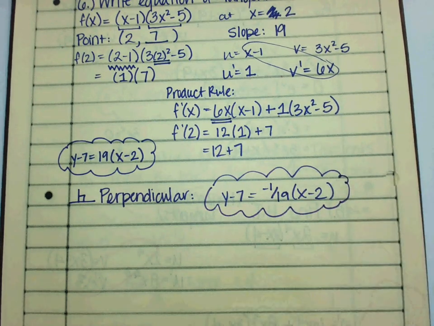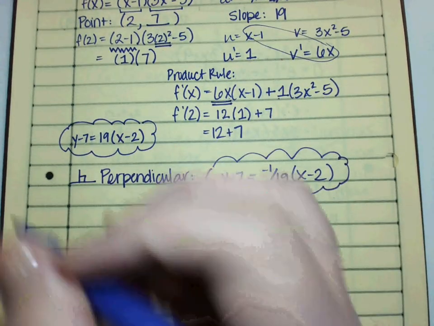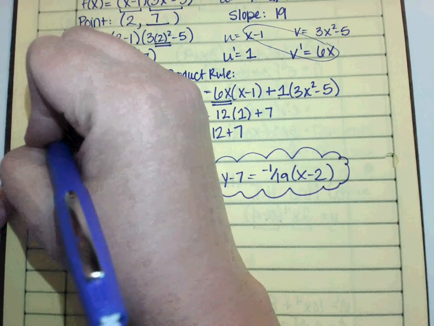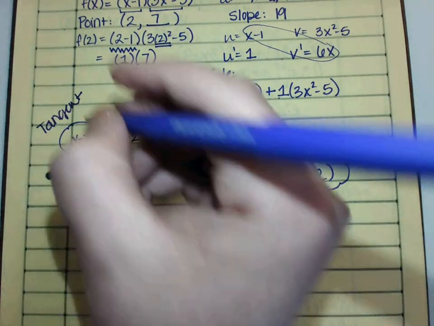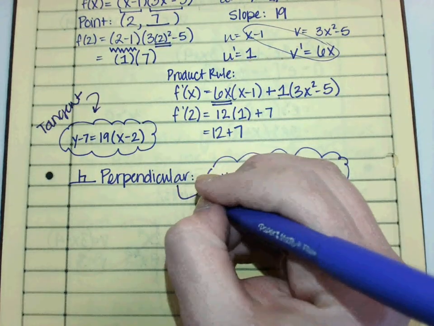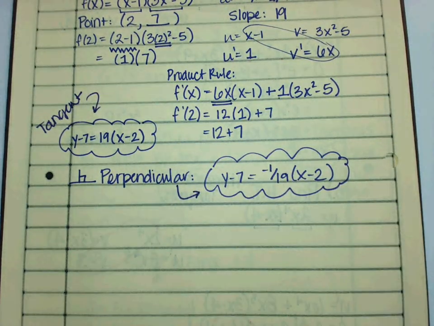You love it. Okay, so this is a tangent line, and then that's a perpendicular line. We see the difference? Okay, tangent, you keep the same slope. Perpendicular, you opposite reciprocal it. Okay, I think we are good to move on to quotient rule then. Okay?